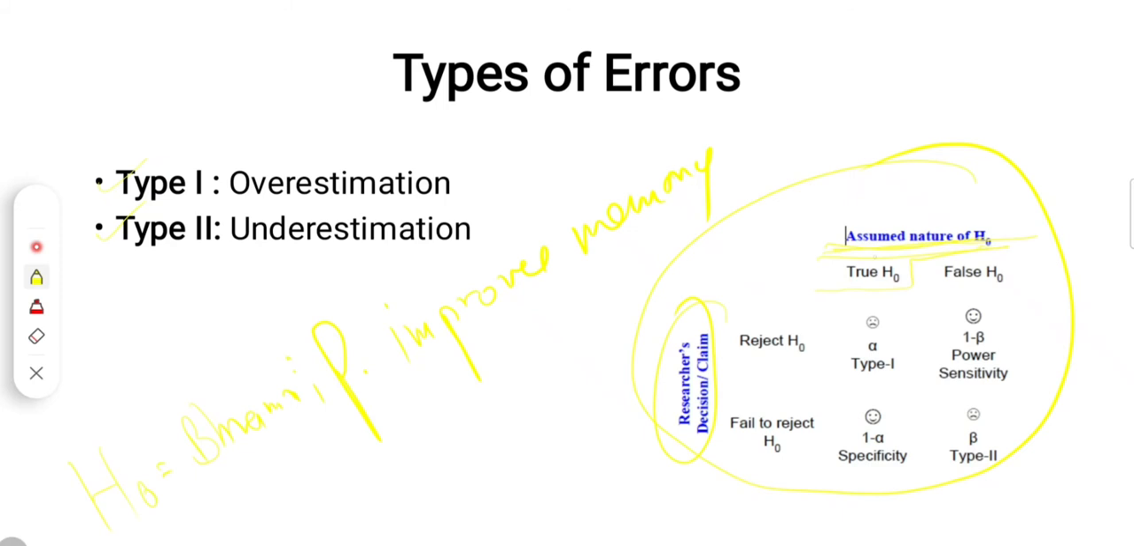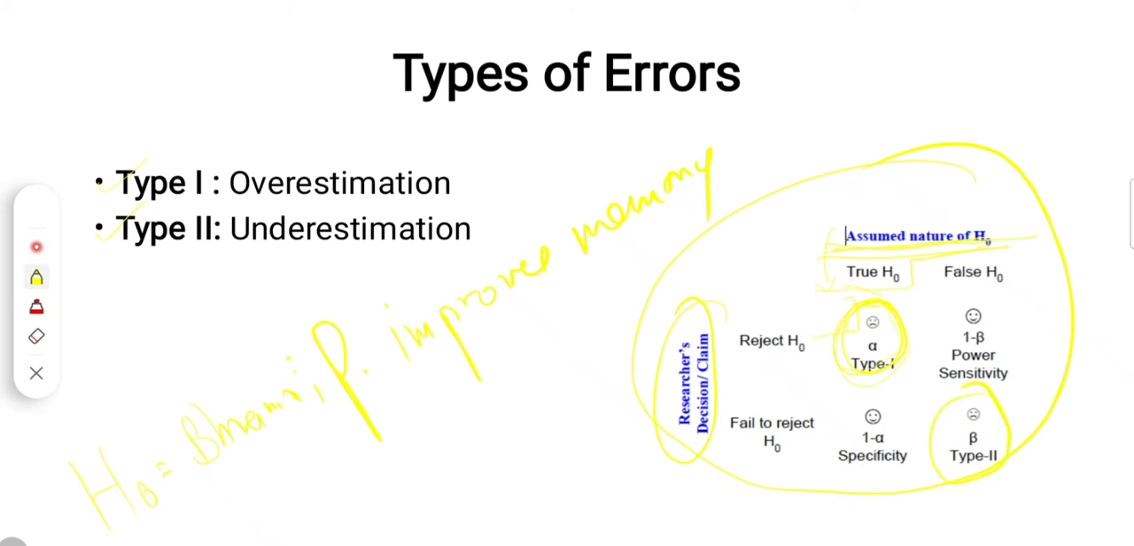So in this first case, we are assuming that Bhramri pranayama improves memory, but the researcher rejects it. The researcher says no, Bhramri pranayama does not improve memory, but we assume that it's true. So here he has overestimated the research, and that's called type 1 error. When the research is true but by any means the researcher rejects it, that's called type 1 error.